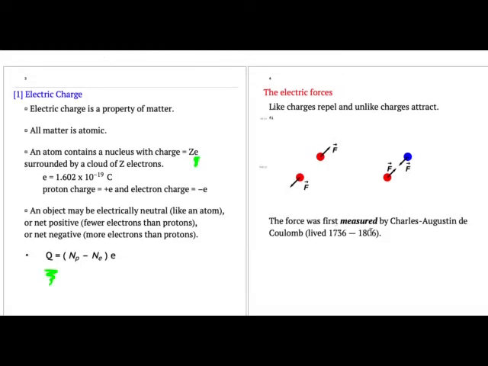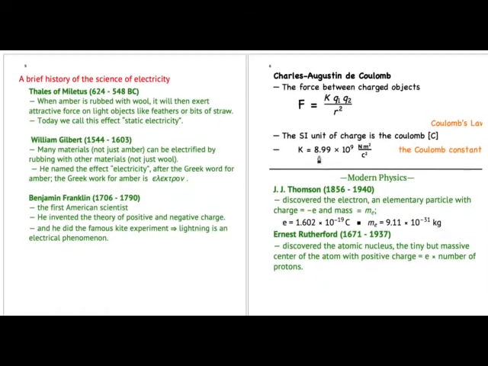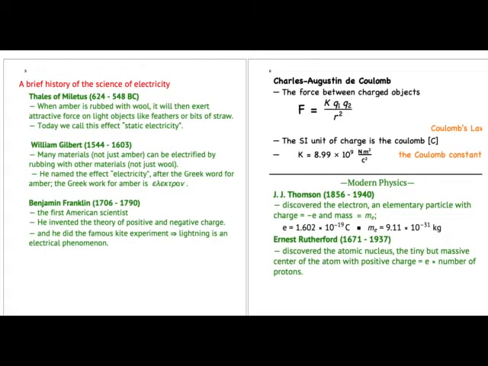He lived about the time of the American Revolution. So while the Americans were fighting the English in the American Revolution, Monsieur Coulomb was measuring the force between charged objects. Now, before we go on to the measurements, let's have a brief history of the science of electricity, because this phenomenon has a very long history.